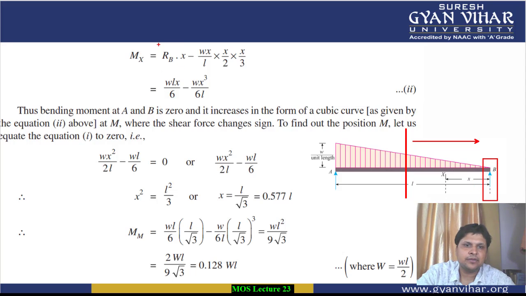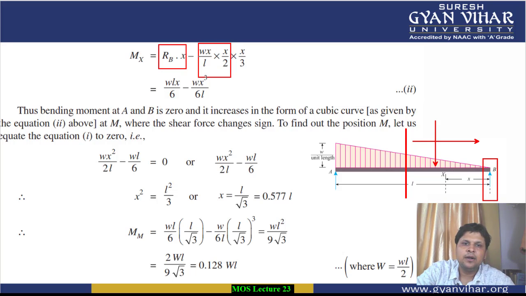So RB into X is one of the moments through the support reaction at B, and since it is anti-clockwise to the right, according to sign convention we will take it positive. The remaining will be through the moment of the point load which has been created by converting the UVL into a point load. So what will be that load? It will be equal to Wx by L into X by 2.